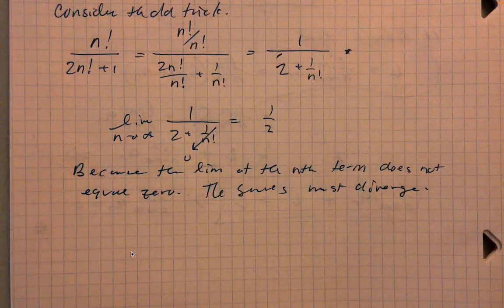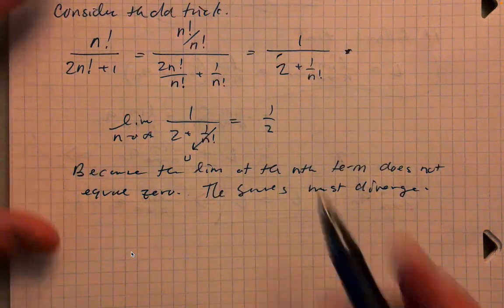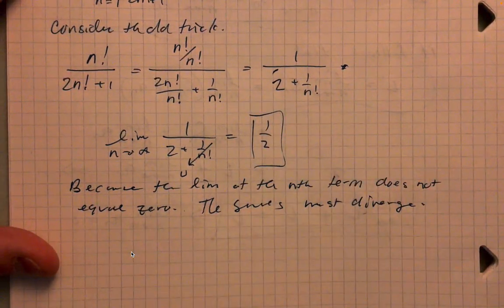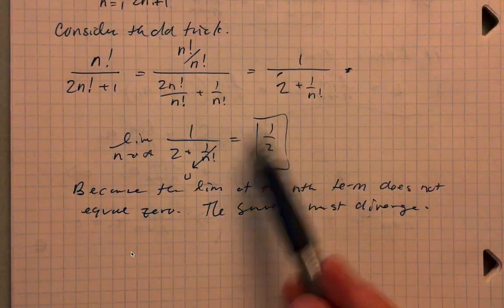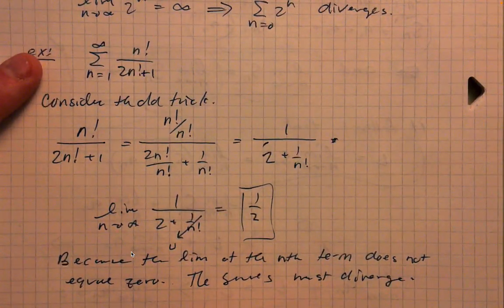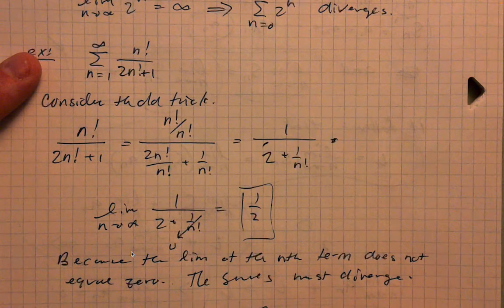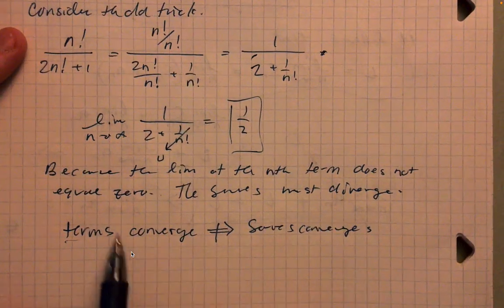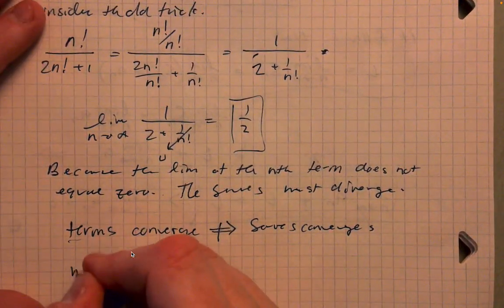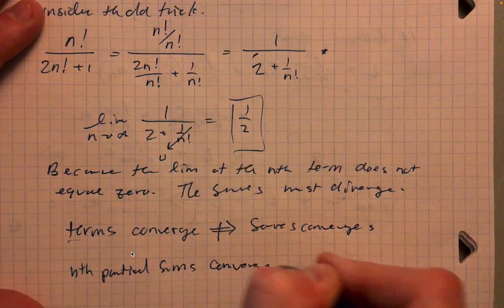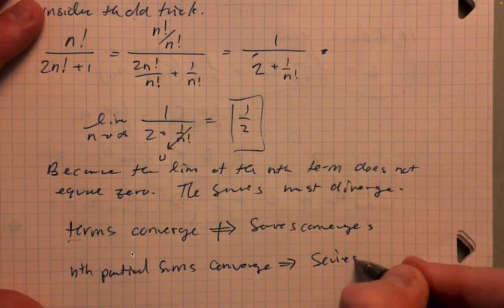the series must diverge. A lot of times people will get this mixed up. They'll say, look, the terms of the series all converge to 1/2, so that must mean the series converges. No. The terms converging does not imply the series converges. Only if the terms converge to 0 does that imply that the series converges. When the nth partial sums converge, that implies that the series converges.